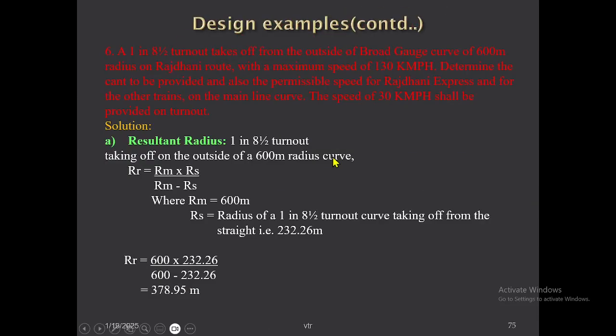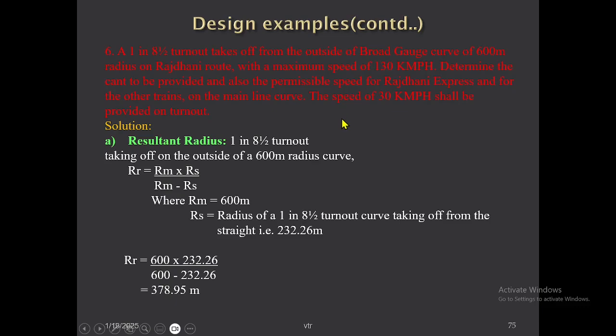Okay, we will go to the example now. The first example of this type: 1 in 8.5 points and crossing on a curve. BG, 600 meter radius curve. The sectional speed is 130 km/h. We have been asked to find out the permissible speed for the express train and other trains, and the speed of the turnout is given as 30 km/h. So with this we have to work it out.